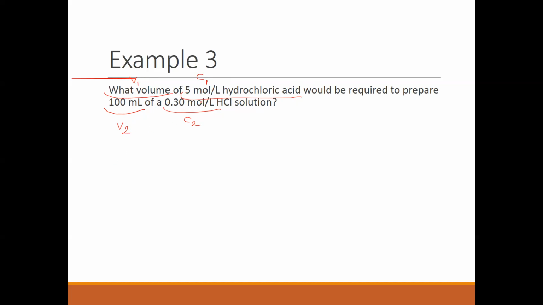We know that the number of moles is equal, so C1V1 again equals C2V2. C1 is 5, V1 is unknown, and C2 is 0.3 times 100 milliliters. As a result, V1 becomes 30 divided by 5, which is equal to 6. Because the volume is in milliliters, the volume that you get is also in milliliters.